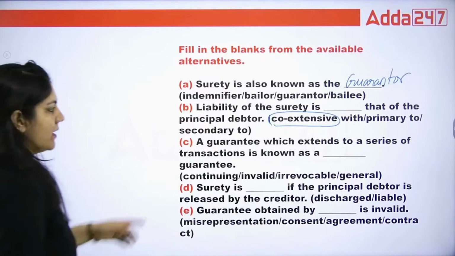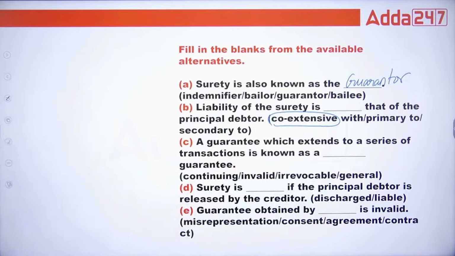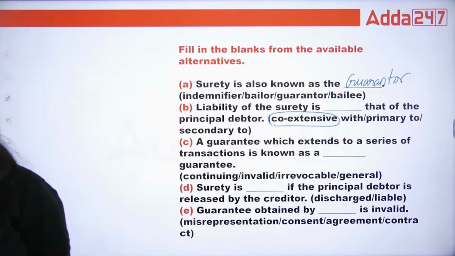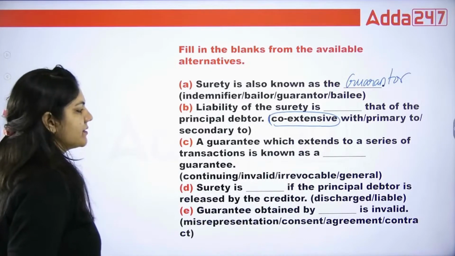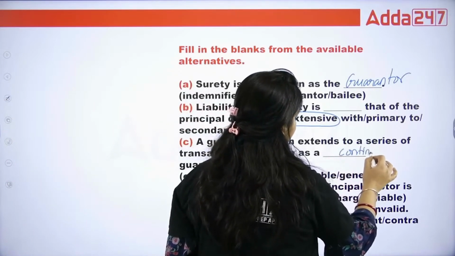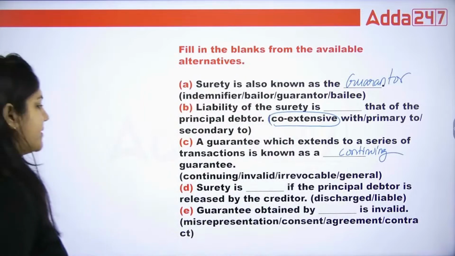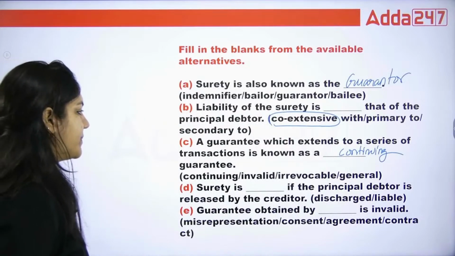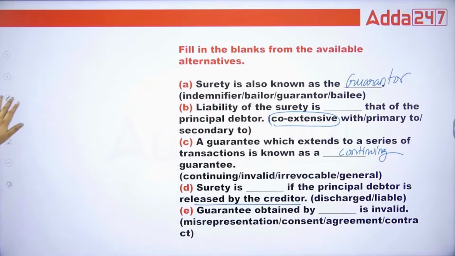Now, a guarantee which extends to a series of transactions is called what? Continuing, invalid, irrevocable or general. Tell me, class, the right answer for C1. The right answer for C1 is continuing guarantee, because it is a series. Next: surety is dash if the principal debtor is released by the creditor. If the principal debtor is released by the creditor, whether the surety is liable or the surety will also be discharged. This is a very good question.